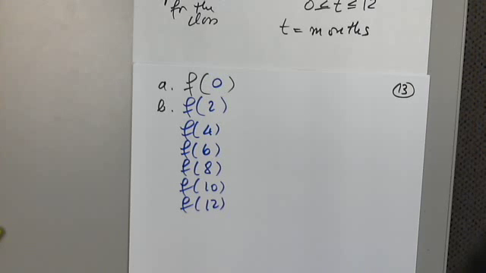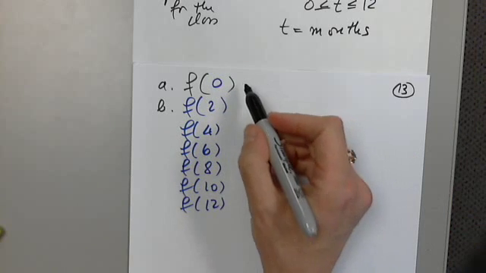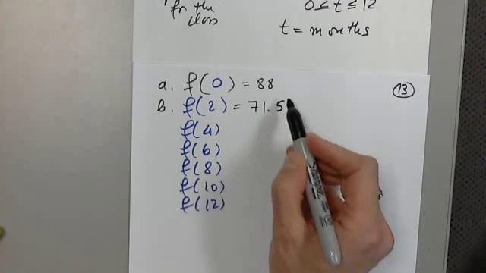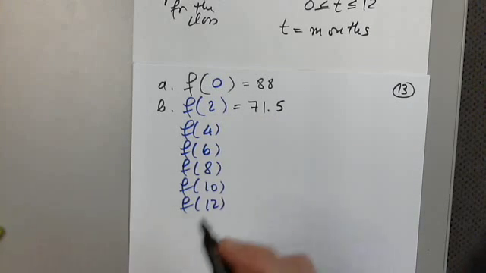Okay, so what numbers do I want? Well, I want 0, 2, 4, 6, 8, 10, and 12. So second in table, 0, 2, 4, 6, 8, 10, and 12. So what was the initial score so I can put it in? What was the score after 2 months? The average score, 71.5. What was after 4 months?